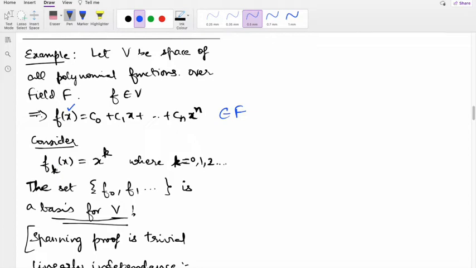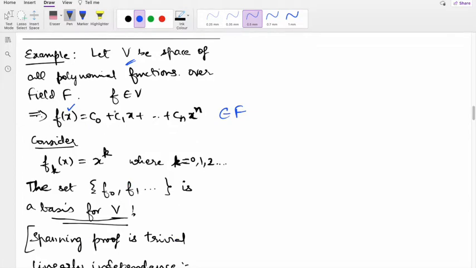So now I'll consider functions like these, that is, fk of x equals x power k, right? Now we want to see whether this set is a basis for this particular vector space V or not, and here k can go from 0, 1 until infinity, because I'm saying it's the set of all polynomial functions. Each polynomial function by default is limited to some degree, but that degree can go to any level. So hence I'm choosing it in this way, and then we'll see whether this set is a basis for V or not. Spanning proof is trivial, right?